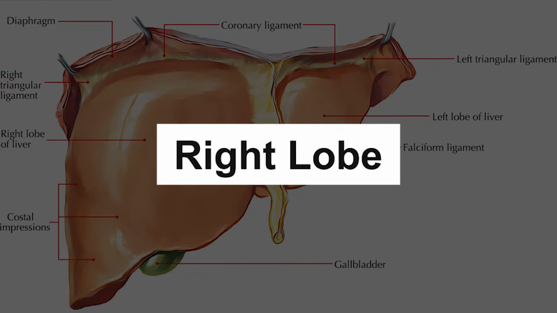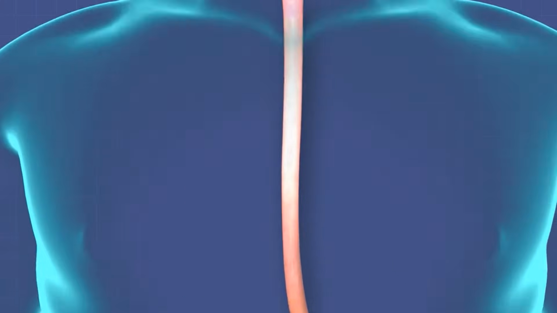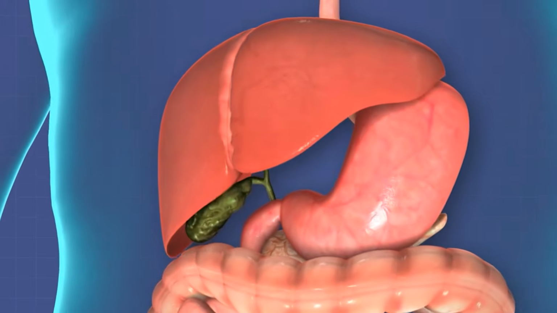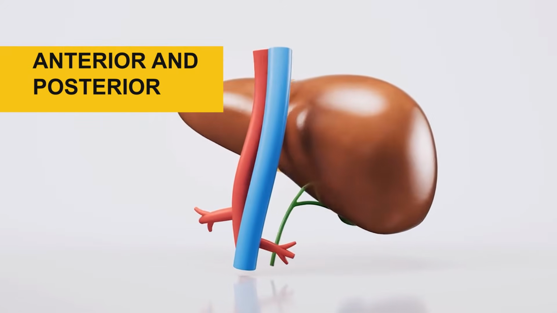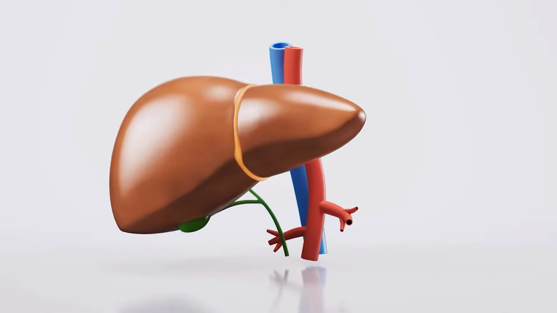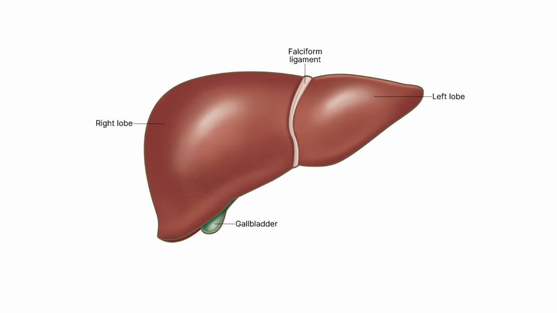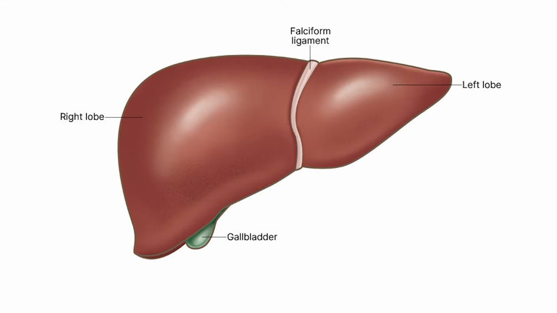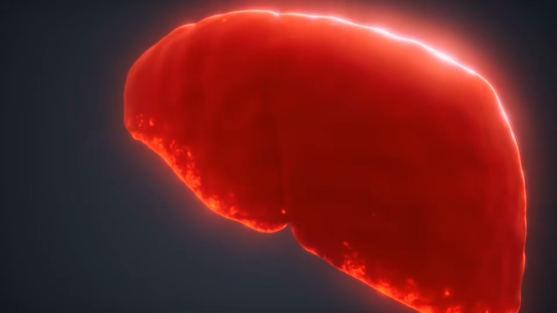Right lobe. The right lobe is the larger and more prominent portion of the liver. It is situated on the right side of the body and extends from the midline of the body to the right side. It is further divided into 2 smaller lobes, the anterior, front, and posterior, back, segments, by the right hepatic vein. Left lobe. The left lobe of the liver is smaller and is located on the left side of the body. It extends from the midline to the left side. The left lobe is further divided into the medial and lateral segments.